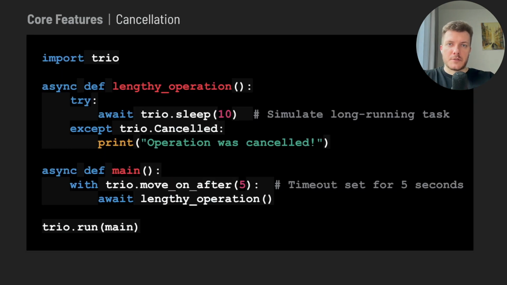Let's dive deeper into how you can set up these cancellations within your tasks for cleaner control. Trio uses trio.move_on_after to define a timeout for task cancellation. If a task exceeds the timeout, Trio raises a cancelled exception. This exception unwinds the execution stack and stops the task cleanly. Developers should handle this exception to clean up resources properly.